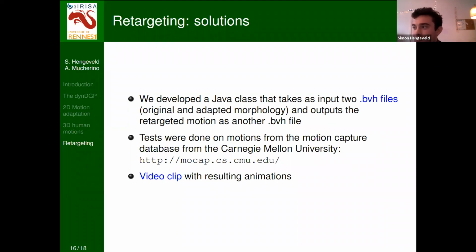We did some tests using motions from the motion capture database from the Carnegie Mellon University. You can find the link on the website, should you be interested in looking at more motions. I will now show a video clip with some resulting animations.